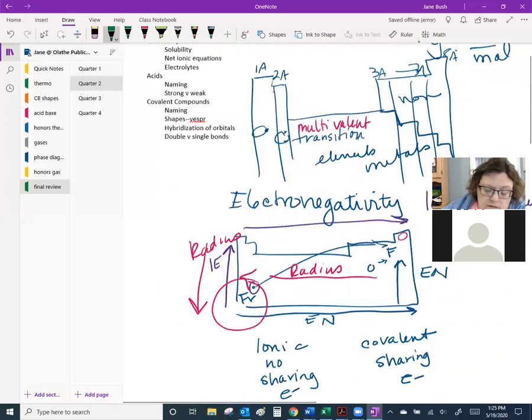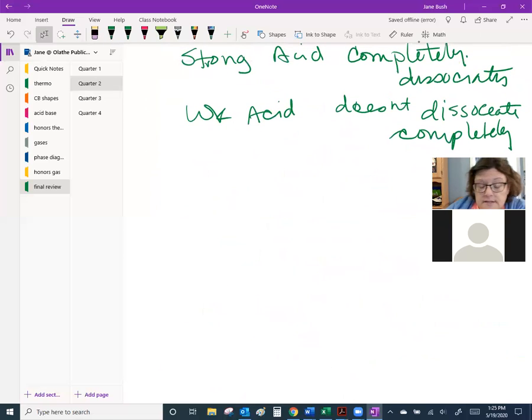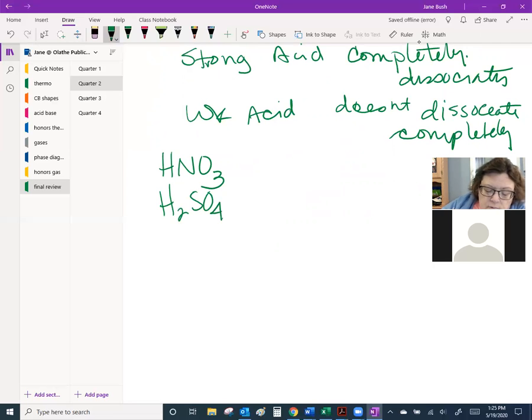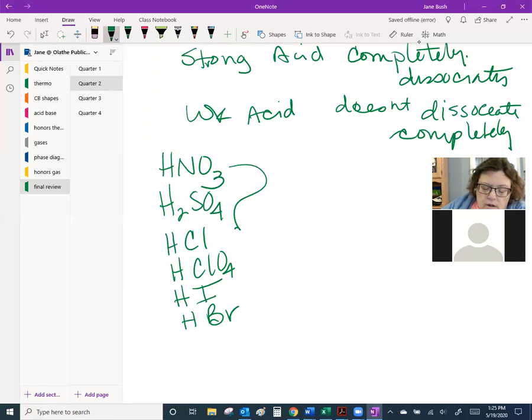Okay. All right, let's talk about naming acids. The strong acids, there's 6 of them. Acids always begin with a hydrogen. We have nitric acid, sulfuric acid, which has 2 hydrogens because sulfate's a -2, hydrochloric acid, perchloric acid, which is HClO4. What are my other 2? Hydroiodic and hydrobromic acid. Those are your strong acids.